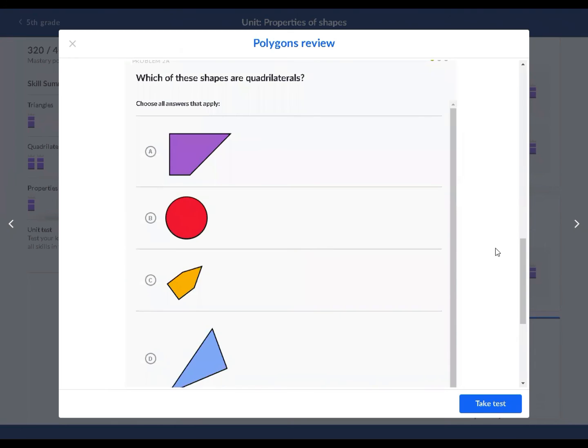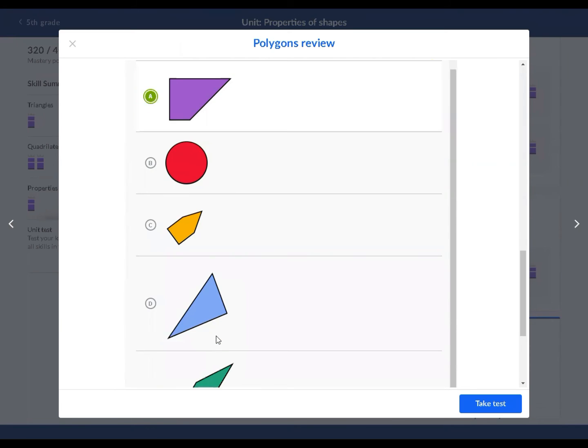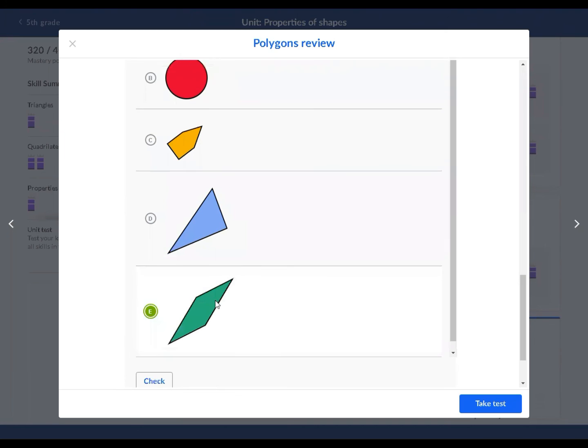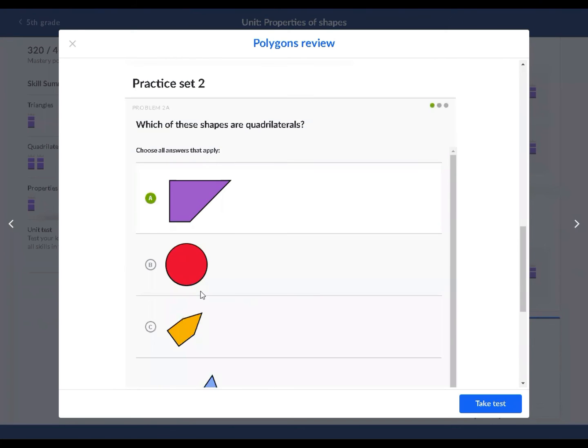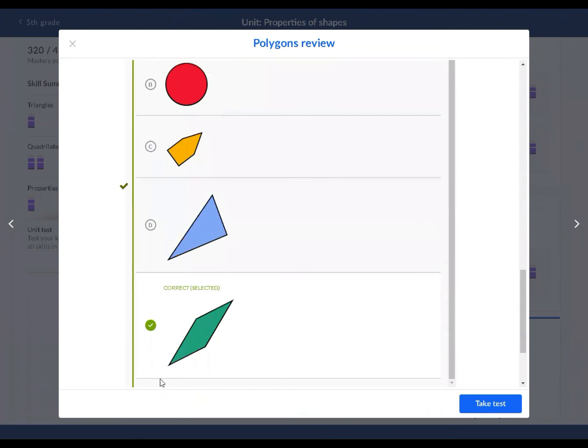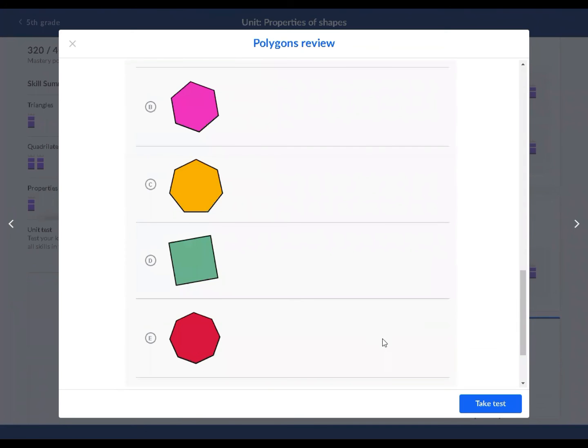Which shapes are quadrilaterals? So 1, 2, 3, 4. This is a quadrilateral. This is a circle, so it's basically not a polygon or a quadrilateral. So yeah, these both are quadrilaterals. Next question.